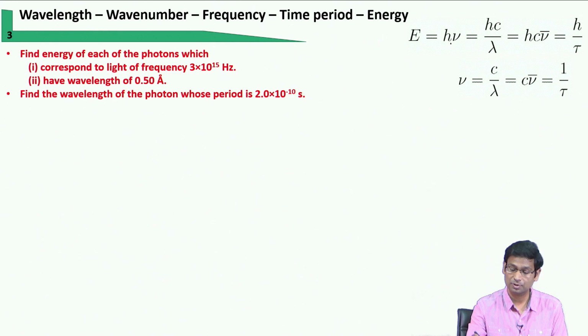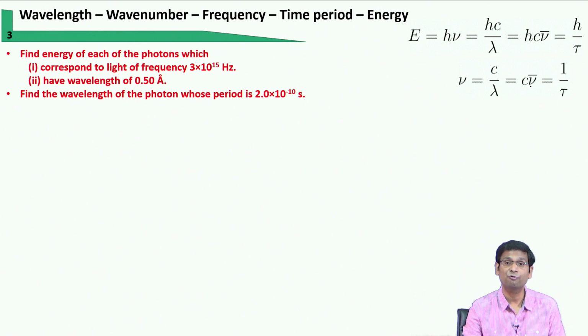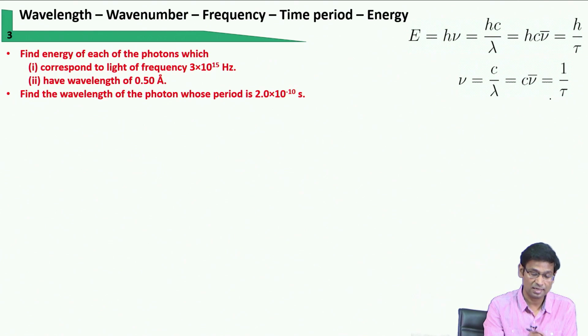We discussed that if we have radiation with frequency nu, then the energy associated with that radiation is E given by h nu, where h is Planck's constant, which is a universal constant. Nu, the frequency, can also be expressed in terms of the wavelength as c by lambda, where c is the speed of light. It can also be expressed in terms of the wave number, nu bar, as c into nu bar, where nu bar is simply 1 over lambda. It can also be expressed in terms of the period of this wave. So, let us look at this question.